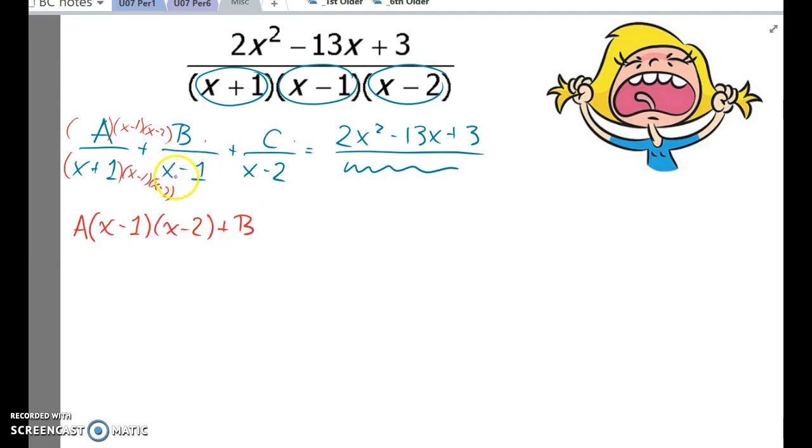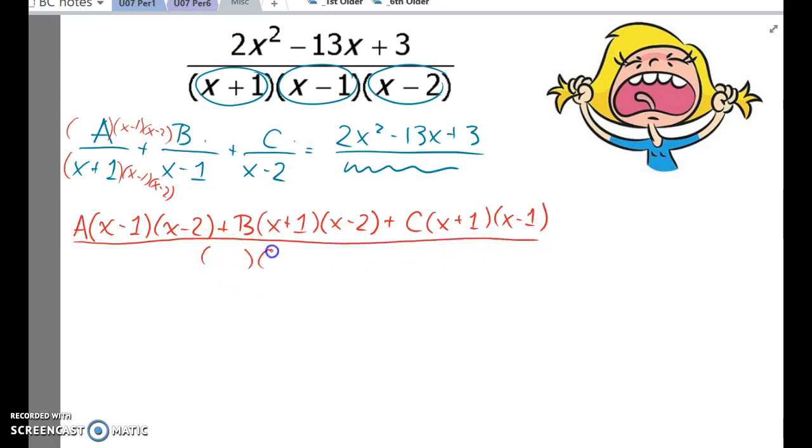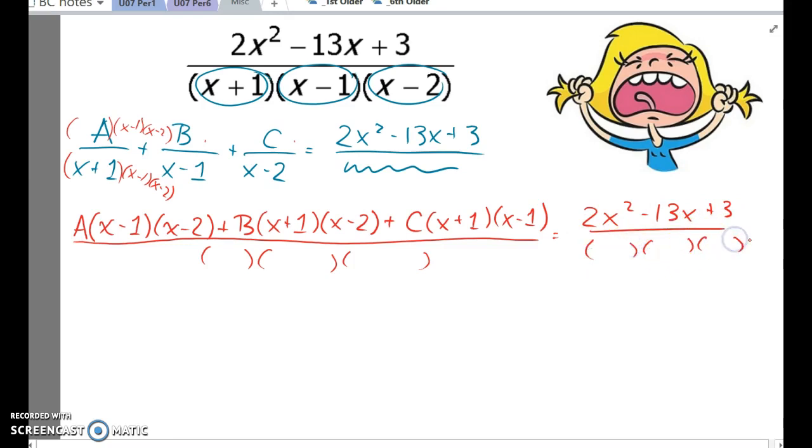That middle term already has the x minus 1. It needs an x plus 1 and an x minus 2. C already has the x minus 2, so it needs the x plus 1 and the x minus 1. That's our numerator. It's all over that common denominator with our three pieces multiplied together. And it needs to equal our original, again, with those same three pieces multiplied together. As before, if the denominators are identical, then the numerators need to be equal as well.